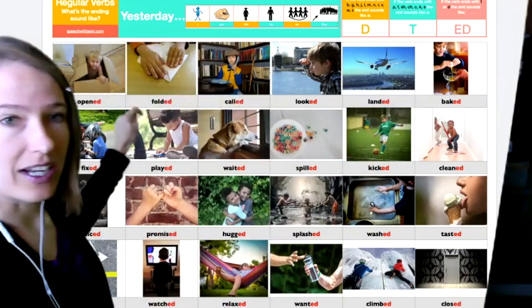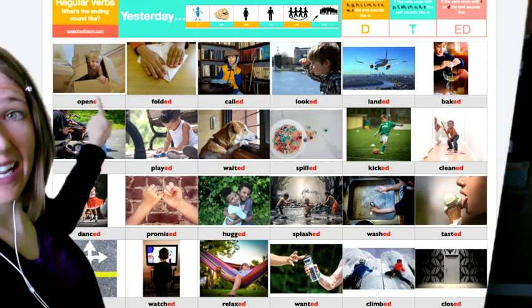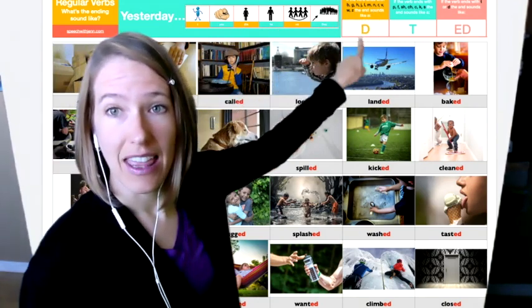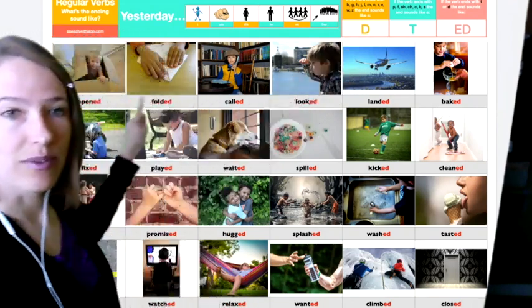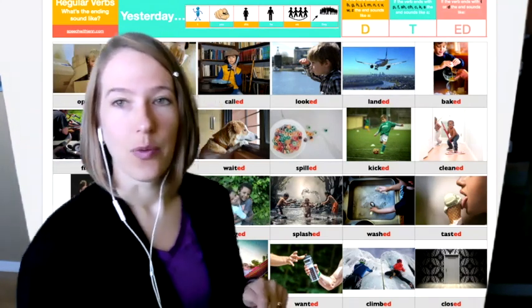So look at this one. Our word open ended with an N. So if I look over here, I see that if a word ends with an N, then the sound I make at the end is going to be a D sound. So I'm going to say, I opened the box, right?